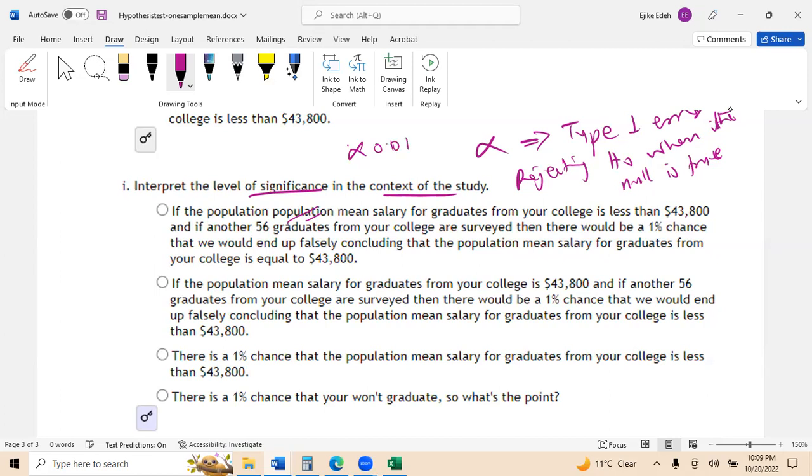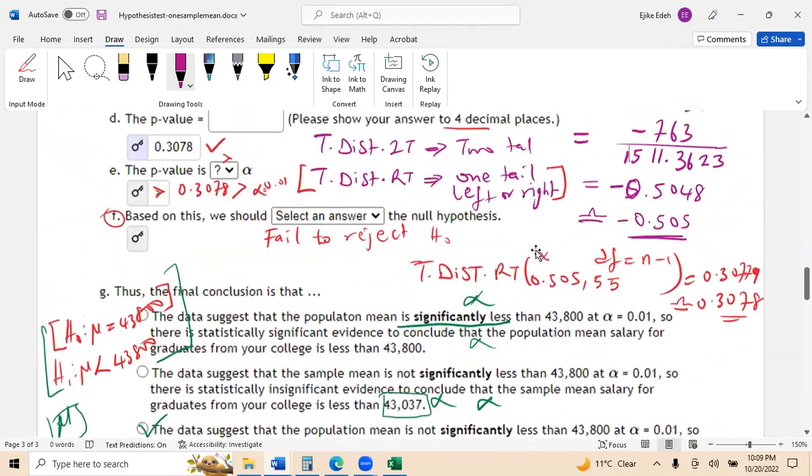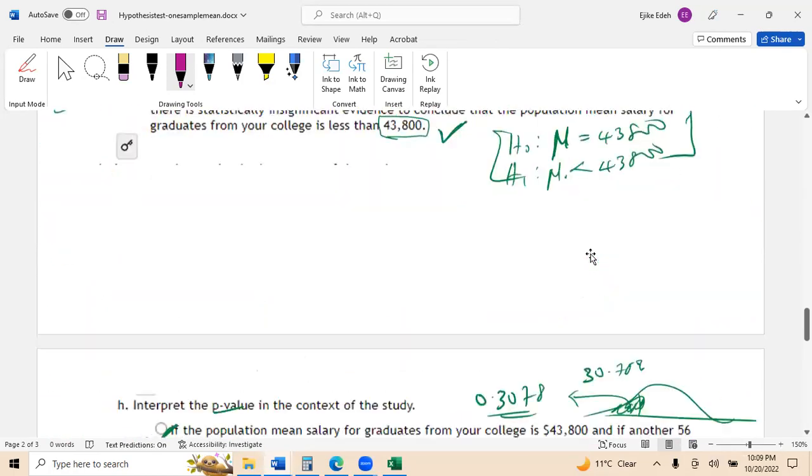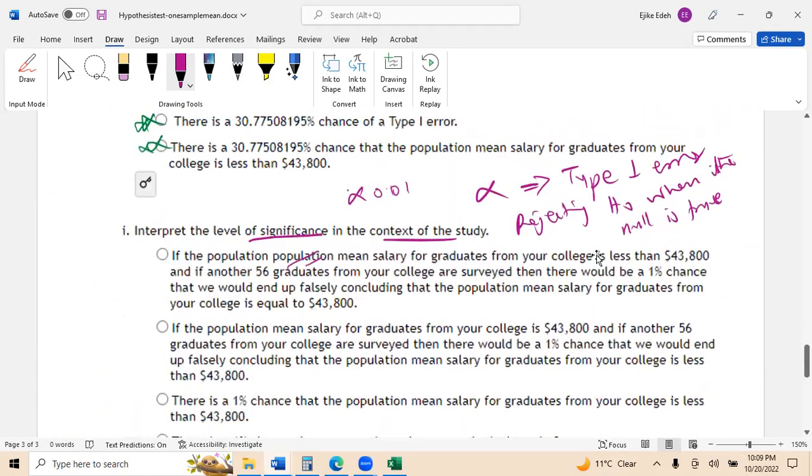Oh, I think it's 0.01. Let's confirm that very quickly. I think it's 0.01. So alpha in this question is 0.01 over here. Okay, so let's go back down. So alpha is 0.01, which is the same thing as 1%. So let's continue reviewing the options.